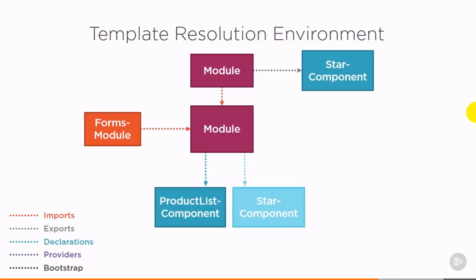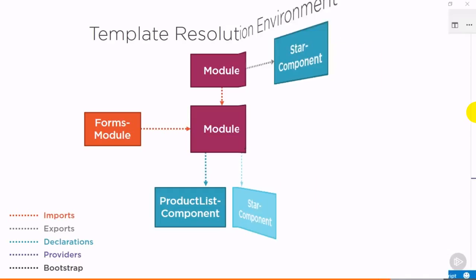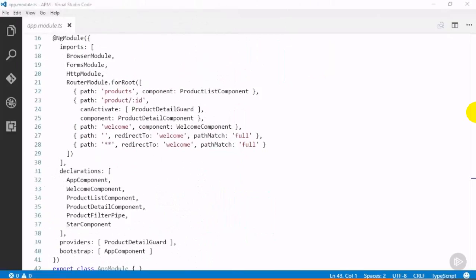But we will need to keep this in mind as we split our application into multiple Angular modules. Let's take a quick look at our current app module. Here is the Angular module we defined throughout this course. It is the application's root Angular module, and by convention is called app module.